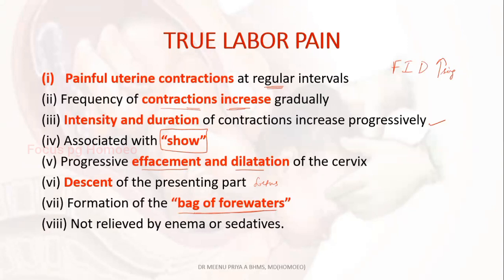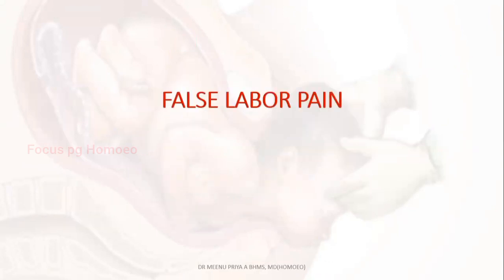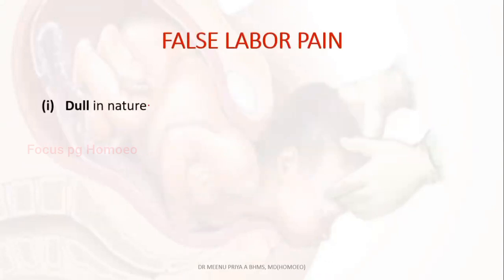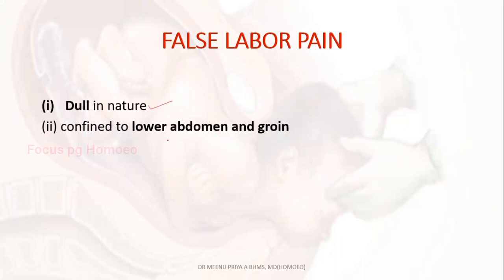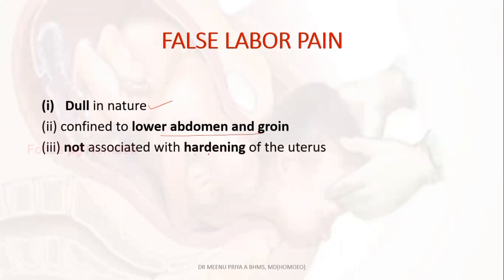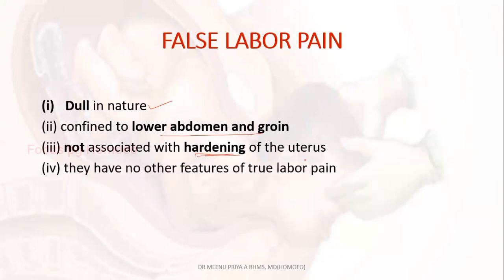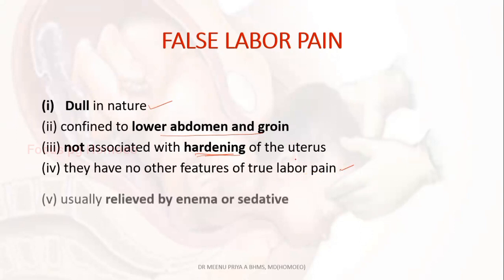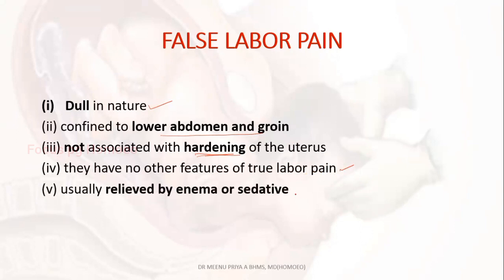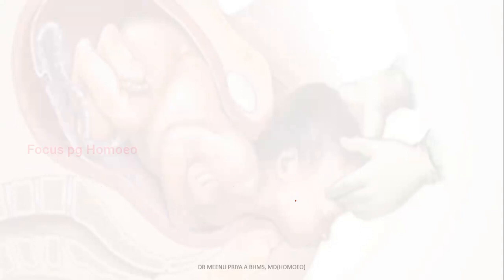Now, if these are the criteria, then what is false labor pain? False labor pain is dull in nature. It is not a severe pain. It is a dull aching pain confined to the lower abdomen and groin, and it is not associated with hardening of the uterus, whereas in true labor pain there is hardening of the uterus. They have no other features of true labor pain like show, effacement, or cervical dilatation. These features will not be seen in false labor pain, and usually the pain is relieved by enema or sedative. So this is false labor pain.